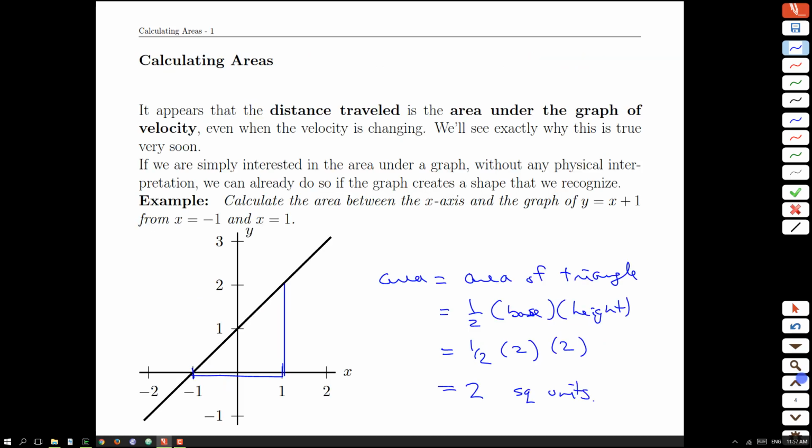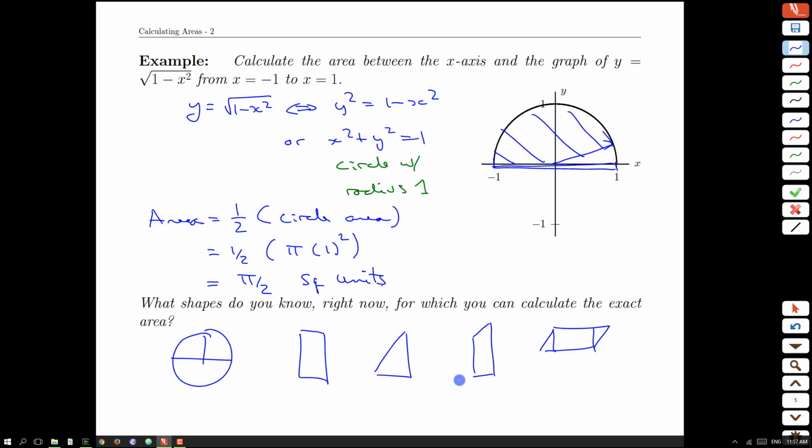So going back to our challenge of looking at how far we've traveled given a velocity graph, we are going to need some new tools because this calculation is all about areas, and we do not have a lot of tools for areas, as it turns out. That's what we're going to spend our time exploring moving forward.